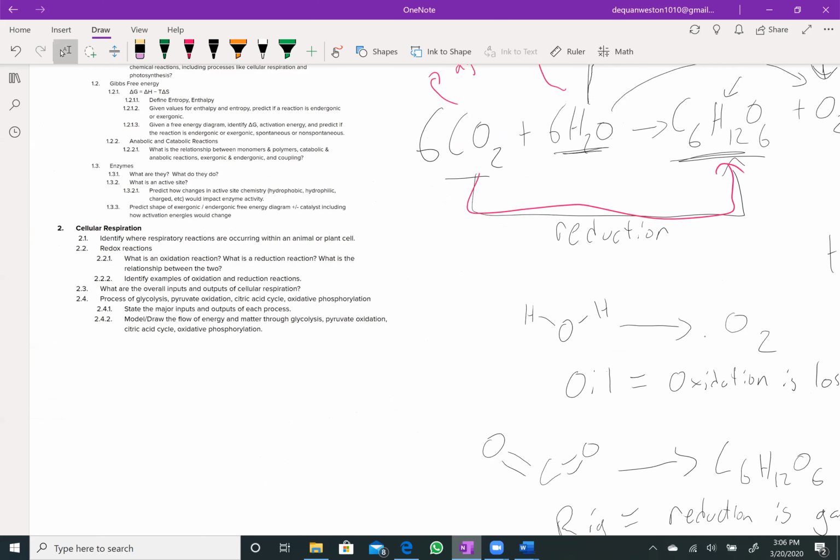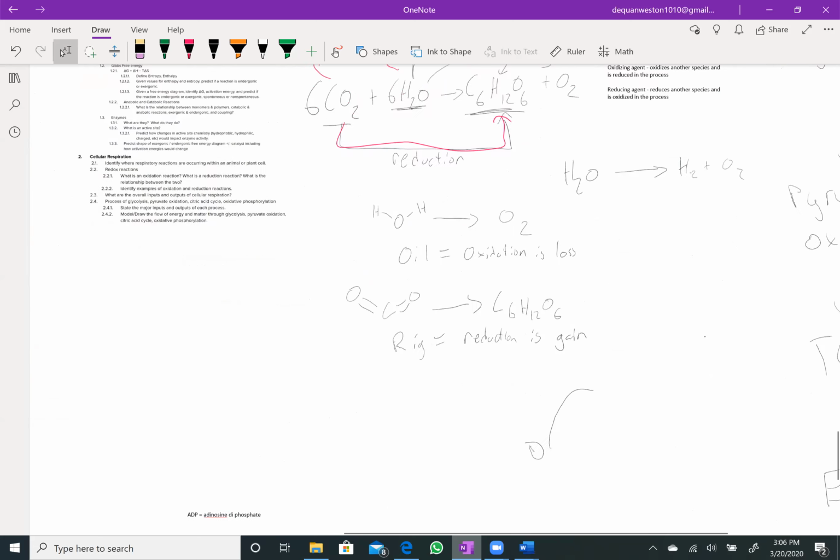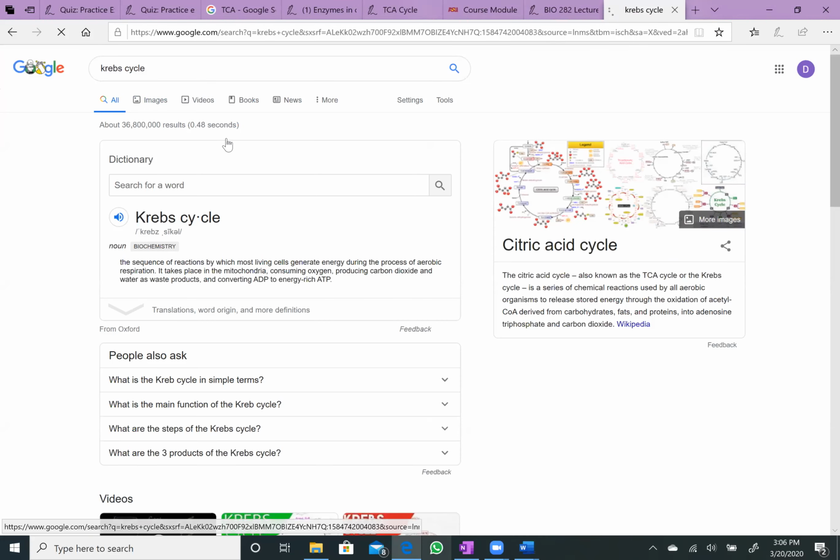Let's see, what are the overall inputs and outputs? So is NADH a reducing agent? NADH would be a reducing agent, yep. And let's look at an example. We'll look at one of those complex drawings that actually shows the chemical structure. I think that would be really good in actually seeing the reduction take place.